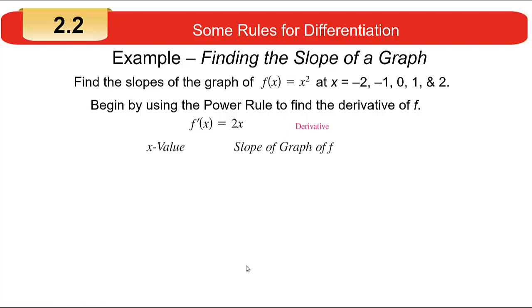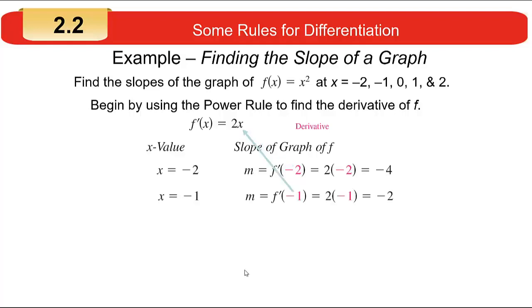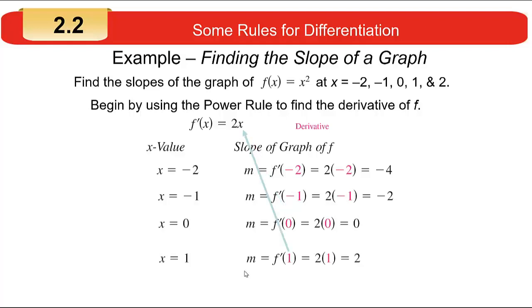So you want to plug in a minus 2, and what do you get? If you plug a minus 2 into the derivative, you get 2 times minus 2, which is minus 4. Then you want to do the value at minus 1. Do the same thing. You take the derivative formula, plug minus 1 in for x, and that gives you a minus 2. Then you want to do 0. So you plug 0 into the formula, and you get 0. Plug 1 in, and you get 2. And you plug 2 in, and you get 4.